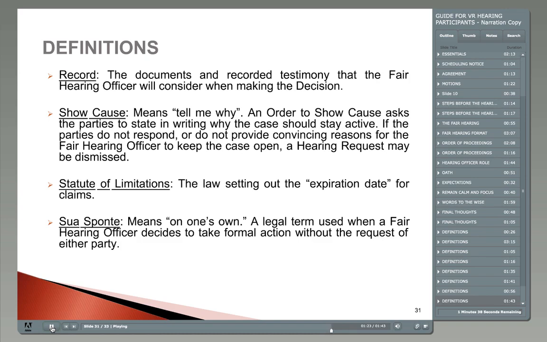Pretty simple. Sua sponte means on one's own, a legal term used when a fair hearing officer decides to take formal action without the request of either party. And then the fair hearing officer has the capability to do that in certain circumstances. When they do that on their own, that means they're acting sua sponte.